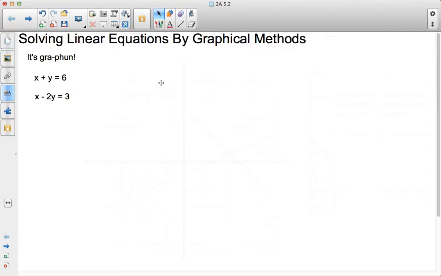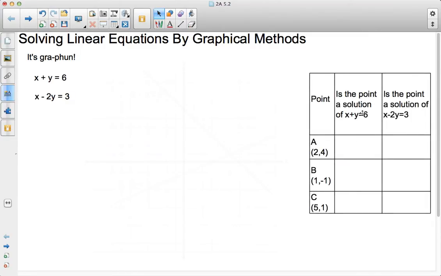But are there any common solutions between them? Well, let's take a look. I'm going to start with a table. So first thing I'm going to do is look at three separate points. And then I'm going to see if the point is a solution of x plus y equals 6, and if the point is a solution of x minus 2y equals 3.